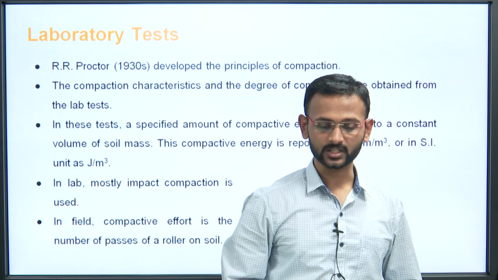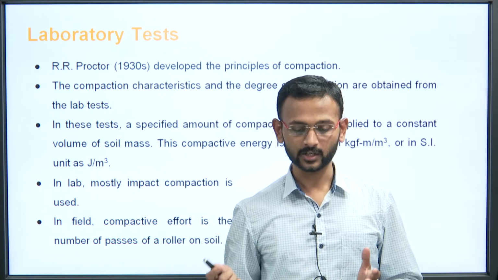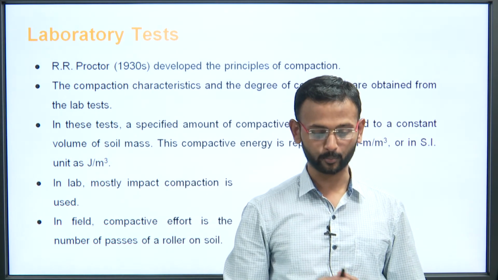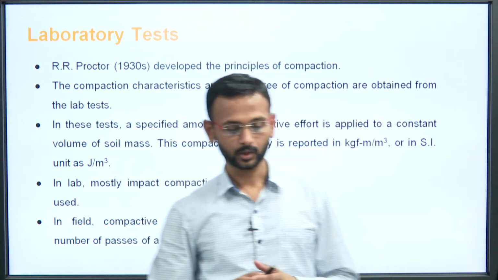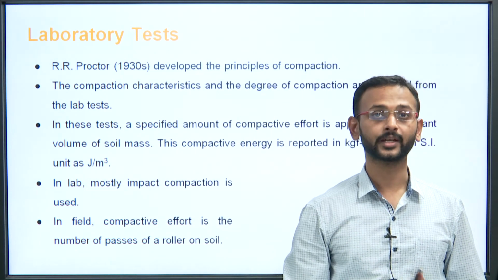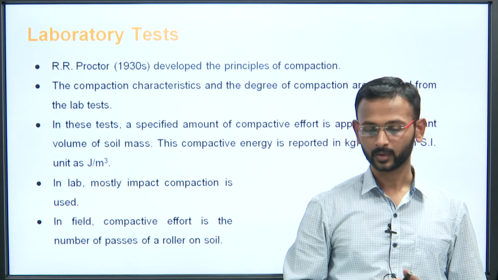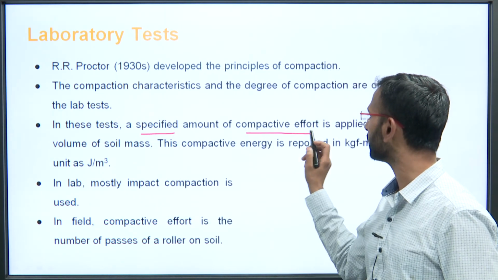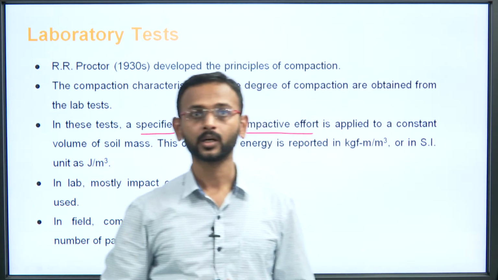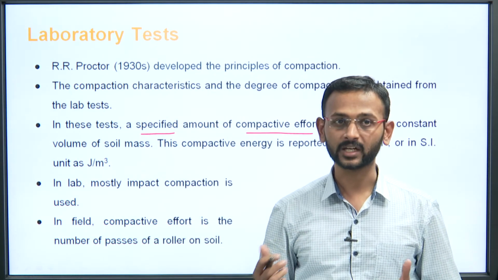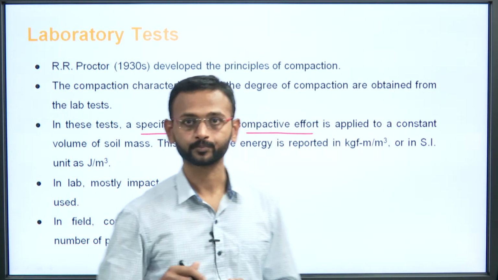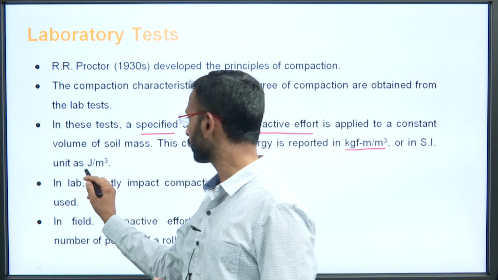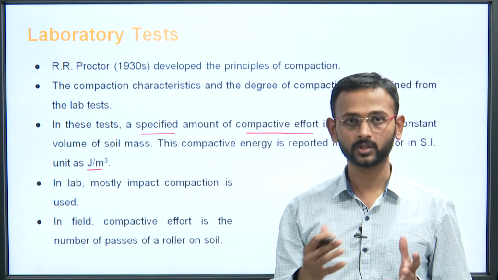Now, when you talk about the laboratory test, what happens in this? First of all, this compaction laboratory test was determined in the 1930s by R. Proctor, and he also devised a test for this. The compaction characteristics and the degree of compaction are obtained from the lab tests. Now, in these tests a specified amount of compactive effort, okay, a specified amount of compactive effort. What is this compactive effort? We will see, it is applied to a constant volume of a soil mass. This compactive energy is reported in terms of kilogram force meter per meter cube, or in SI units as joule per meter cube. So, this is the compactive effort. So, we will see how it happens.